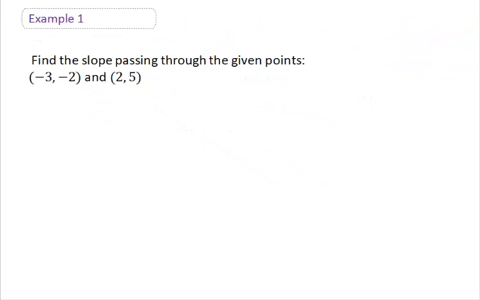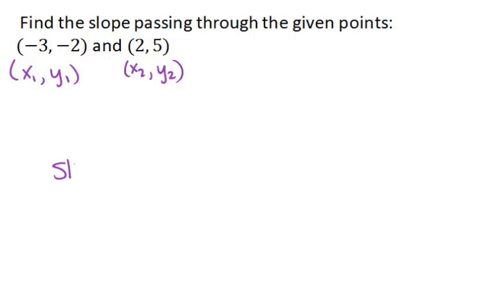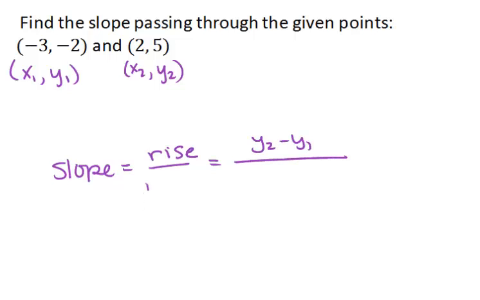So let's do an example here. The first example is we want to figure out what the slope is passing through these two given points here. The first point is -3, -2. I'm going to label that as x1, y1. And the second point is 2, 5. I'm going to label that as x2, y2. But if you label these in reverse order, it will all work out to be the same. So our slope is defined to be rise, which is y, over run, which is x's.